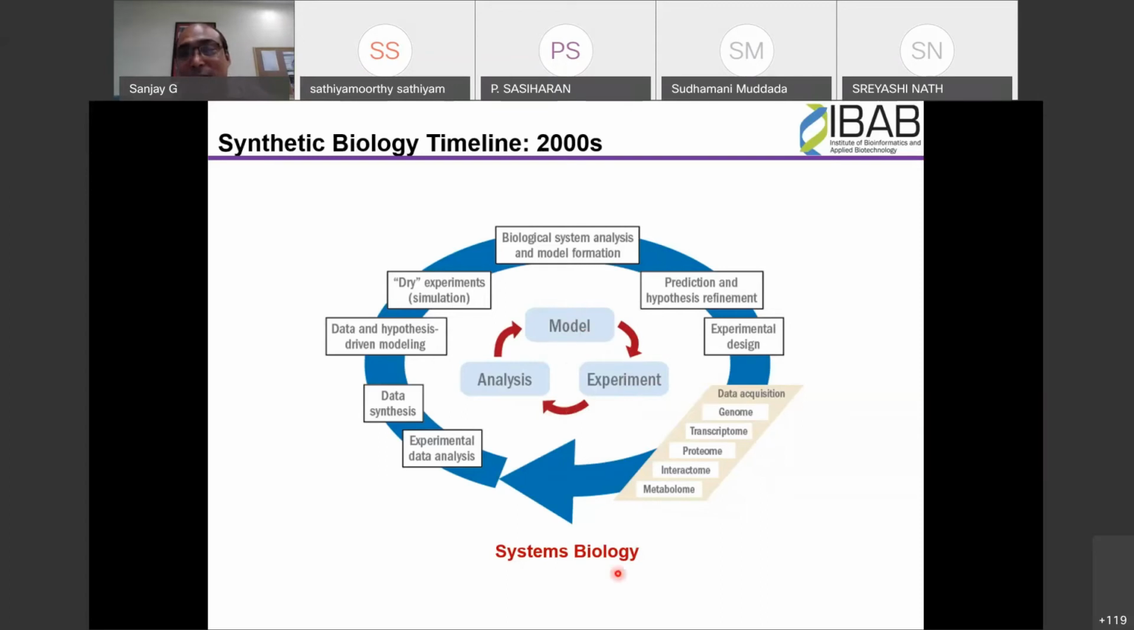So systems biology is mostly in silico work done by computational biologists, but it is very important for understanding the biological system, which is central to manipulating a cell or a system for synthetic biology purposes. And this all happened in the decade of 2000.